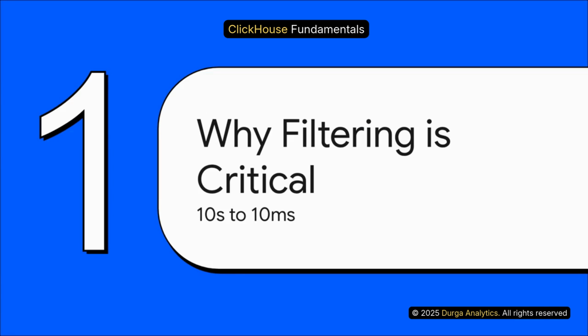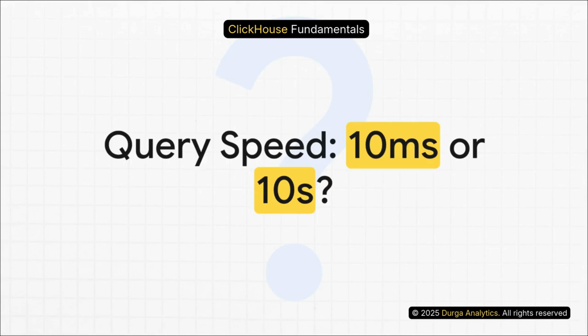Okay, let's dive right in with the most important idea. When you're working in a real production system, how you filter and sort isn't just a minor detail, it is the number one thing that's going to determine your query performance. This is what makes the difference between a query that finishes in 10 milliseconds versus one that takes a full 10 seconds. And I'm not exaggerating here.